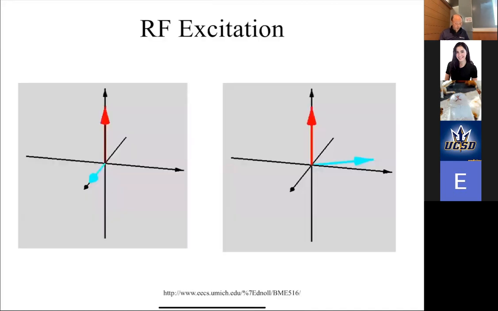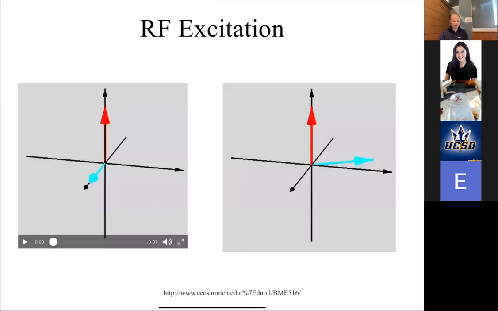So before we do that, let me just remind you that the key with RF excitation is, if I have magnetization here, I apply an RF pulse. Well, let's just use my finger here. The RF pulse would be here, okay? And if this RF pulse goes at the Larmor frequency, then the magnetization comes down. And if this RF pulse is at a different frequency, then the magnetization doesn't really get perturbed, okay?